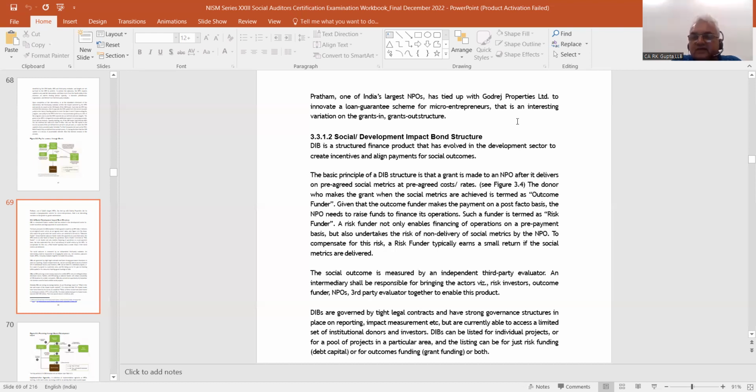So these can be listed for individual projects or for a pool of projects in a particular area. Say, we want to work in the Vidarbha region. We want to work in a drought affected region. Some people may have an inclination towards a particular type of project, or towards a particular region or a particular sector. So similarly, these development impact bonds can be issued. The listing can be for just risk funding, debt capital, or for outcome funding, grant funding, or both.